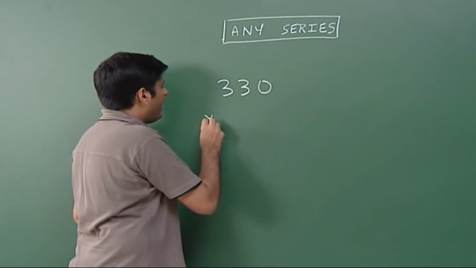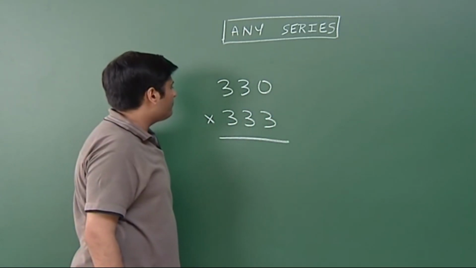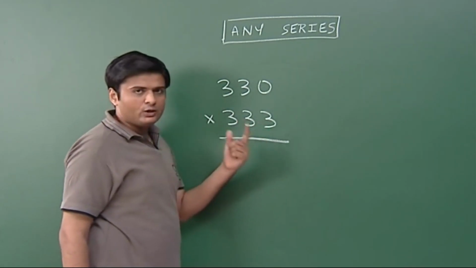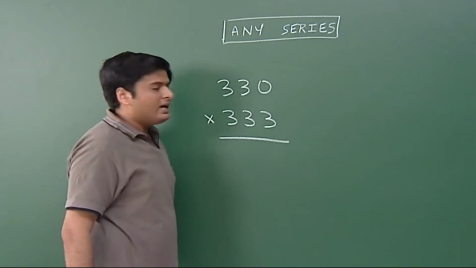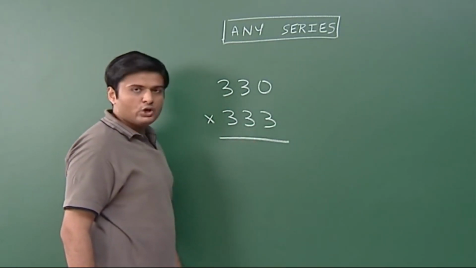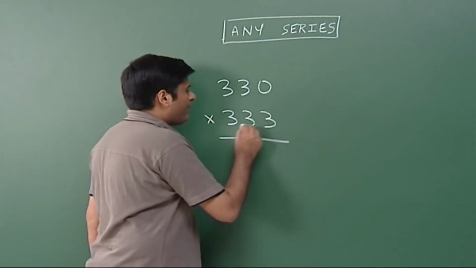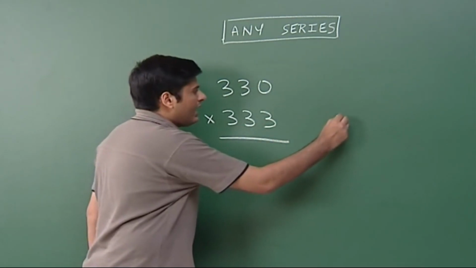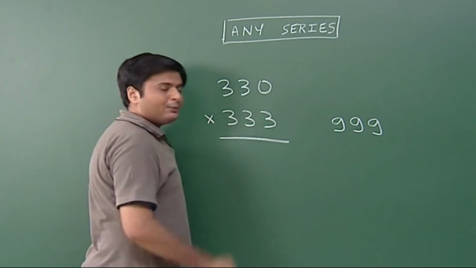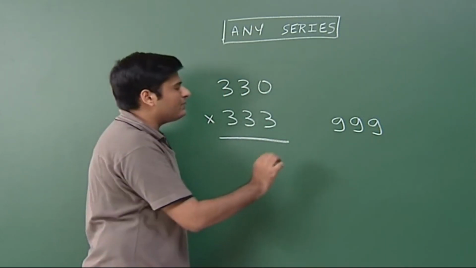Suppose I have to multiply, say, 330 by 333. Now, I can convert this to a series of 1 also and series of 9 also. We have seen series of 1. Let us see one example from series of 9. Now, I have a series of 3 over here, 333. I want to make it 999. So, if I multiply 333 by 3, I get 999. Because I am multiplying here by 3 in reciprocative, I have to divide this number by 3 to keep the answer constant.